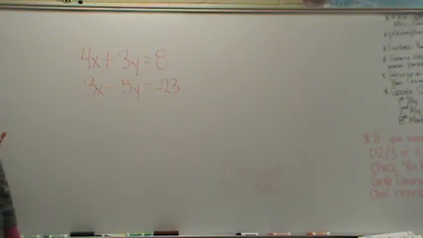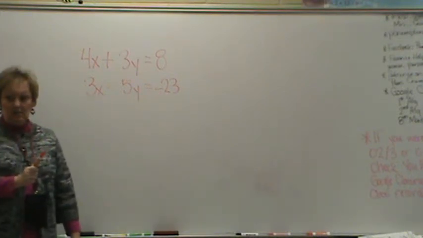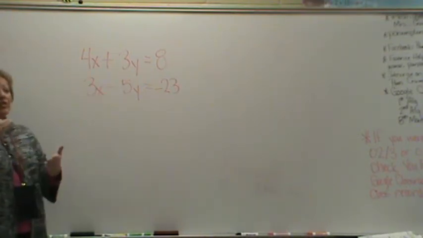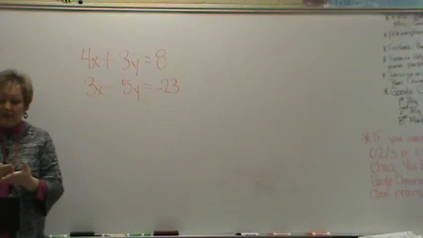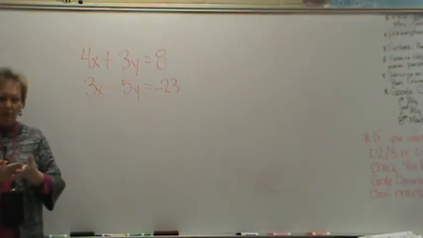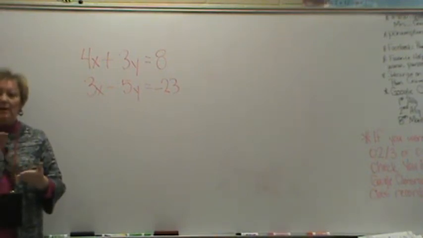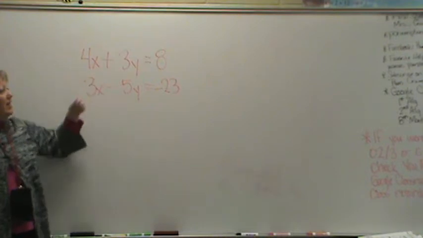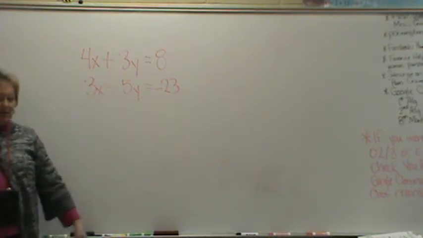Do I already have opposite signs? Yes, where at? 3y and 5y. So is there a factor or a multiple of these two numbers? Yes. What is the least common multiple of these two numbers? 15. So how would I get 15 out of 3? Times it by 5.